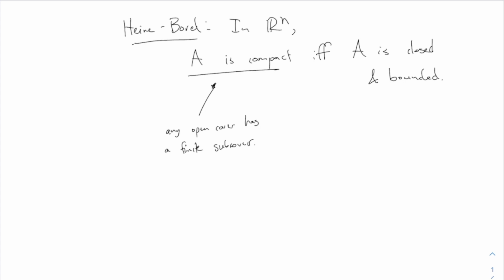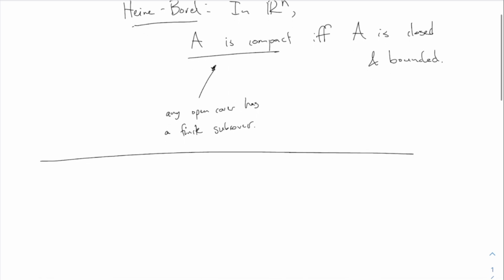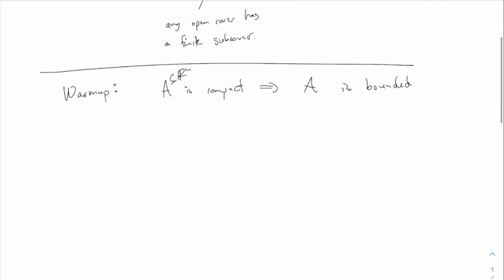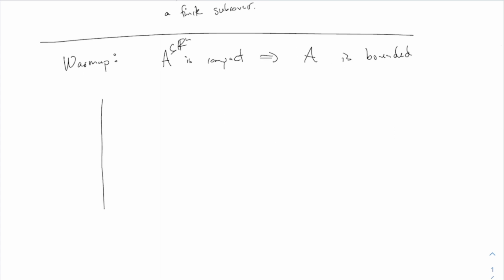I would like to encourage you all to think about this. I'll call this a warm-up. Let's show that A is compact implies A is bounded. In Rn, right? I should say a subset of Rn. If it's compact, that means it's bounded. Remember, compact means any open cover has a finite subcover, and I will give you one hint. This is sort of a one picture hint of the proof.